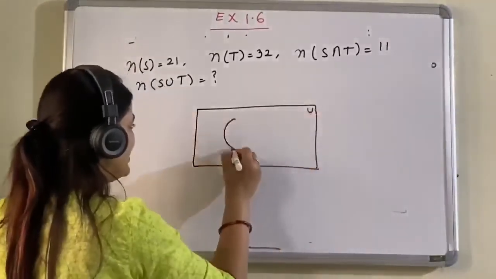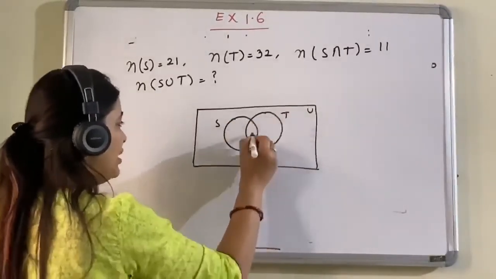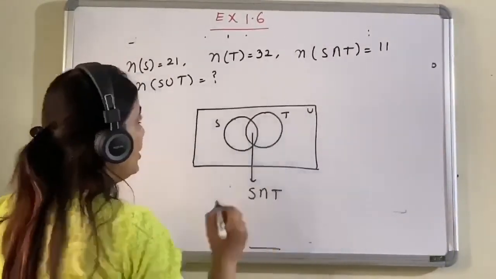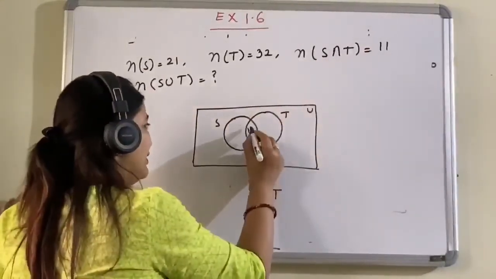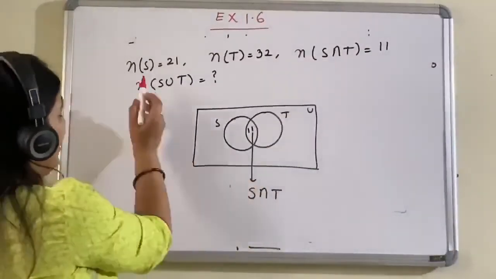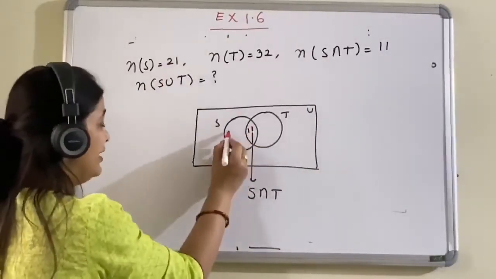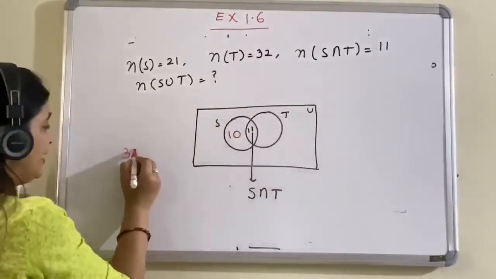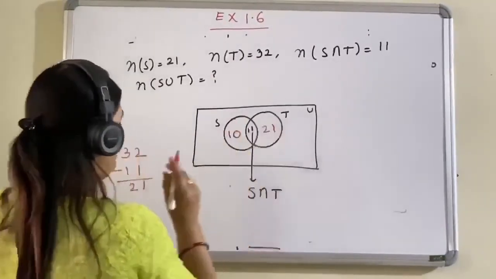Universal set, one set is S, one set is T. This area represents S intersection T. How many elements are in S intersection T? 11. So we can write here 11. And n of S is 21; 11 is already here. How many are left? 21 minus 11, it is 10. And T is 32; 11 is here. How many are left? 32 minus 11, it is 21. Right, students?